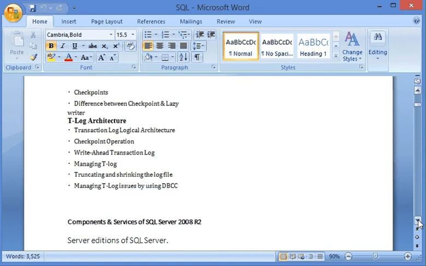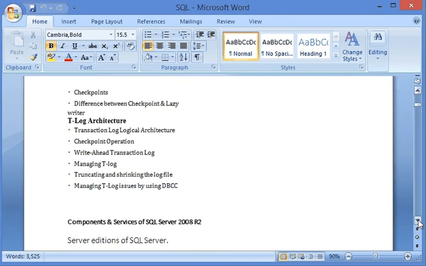In this architecture, I'll be showing how the T-log is used, and the architecture of the T-log and checkpoint operation. What is a checkpoint? As I'll be covering before, I'll also cover here the operations of checkpoint and how it is related to transactions, and about the write ahead transaction log, what type of transaction log this is, and what it does. I'll also be helping you with the management of the transaction log, the importance of truncating and shrinking the log file, the need for truncating and shrinking the log file, and managing T-log issues by using the DBCC command.